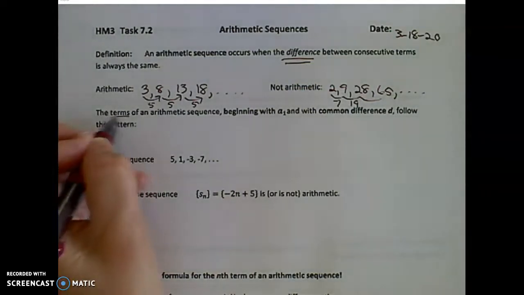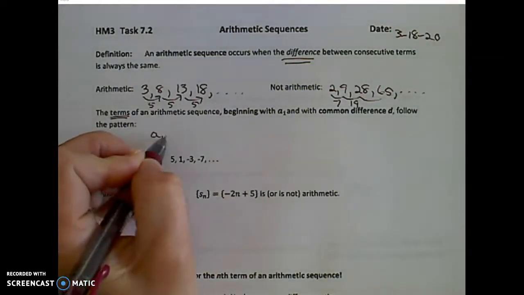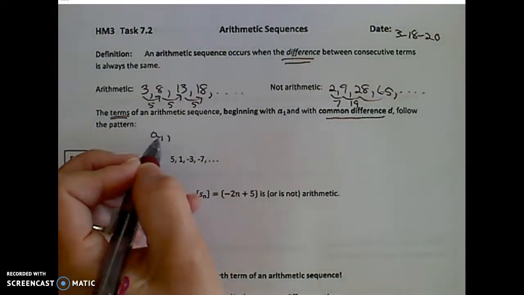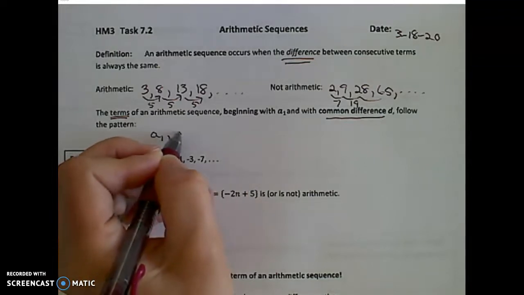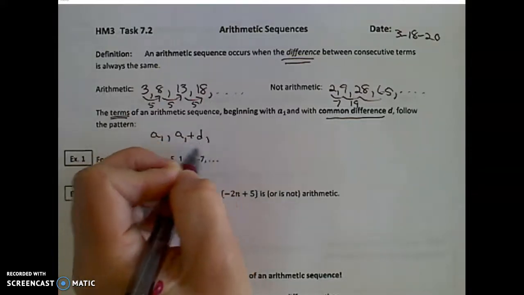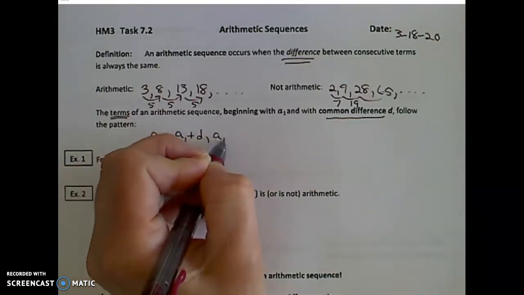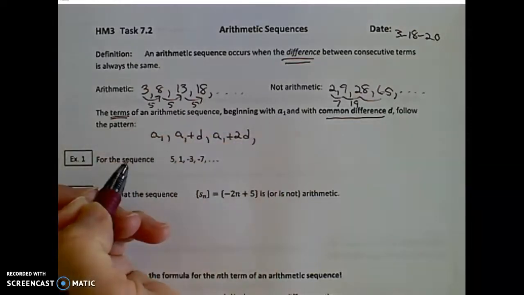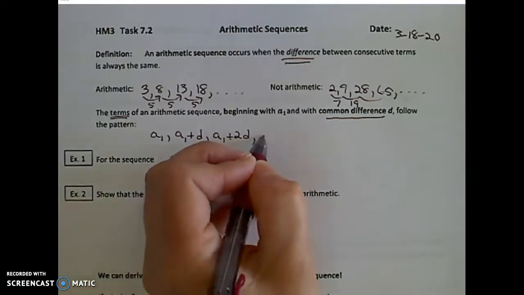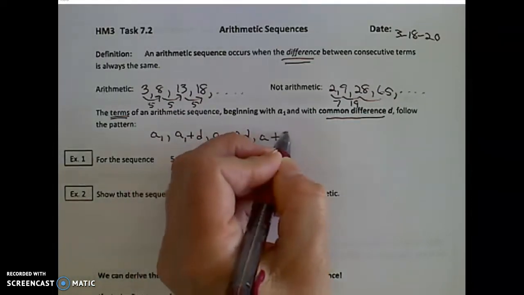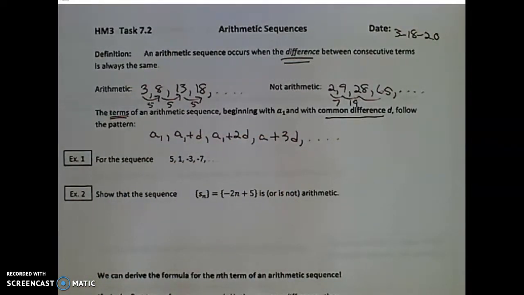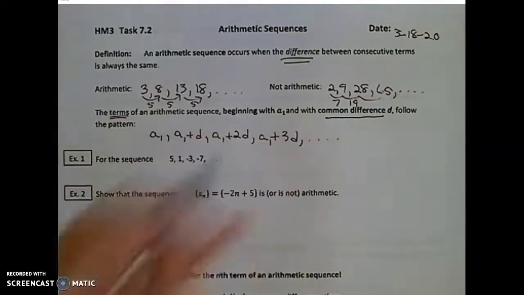The terms of an arithmetic sequence, beginning with a sub 1 and with a common difference of d, follow a pattern. First term is a sub 1. Next term is a sub 1 plus that common difference. If I add that common difference again, I get a sub 1 plus 2 of those differences. If I add that difference again to get the fourth term, I would be at a sub 1 plus 3 of those common differences, and so on. That will lead to an important pattern for the general term very soon.